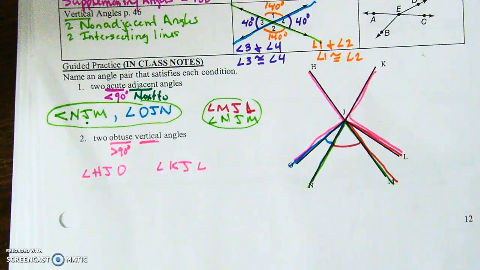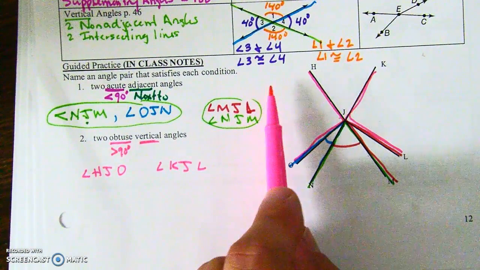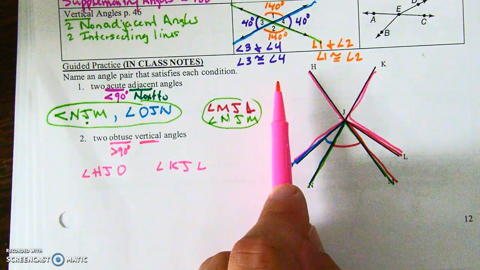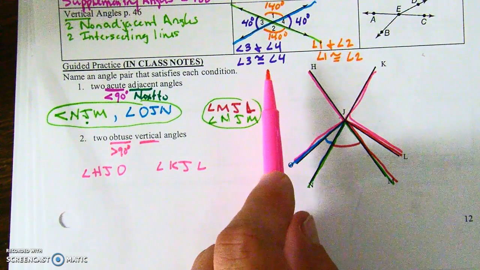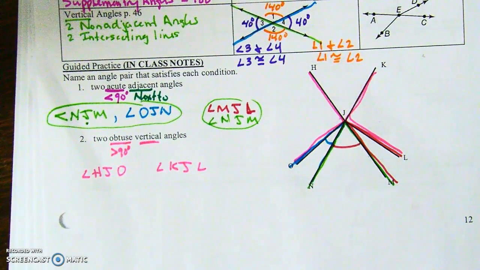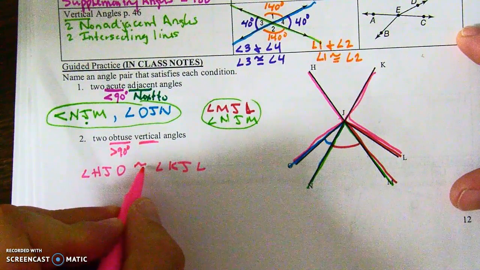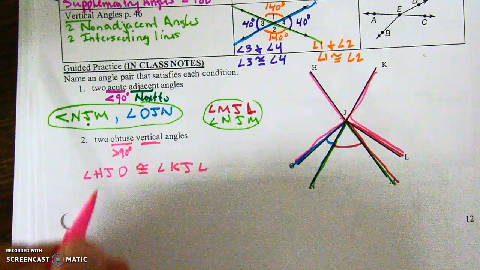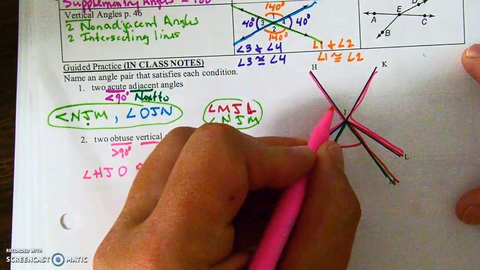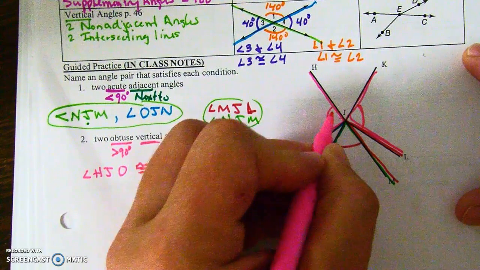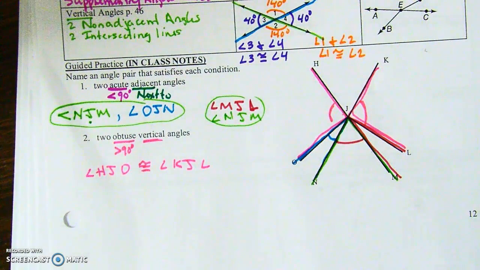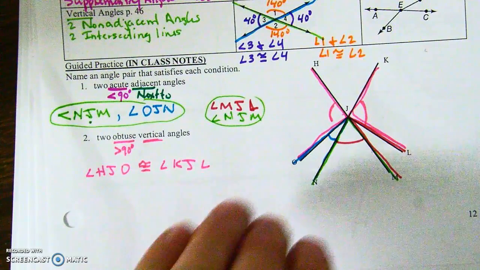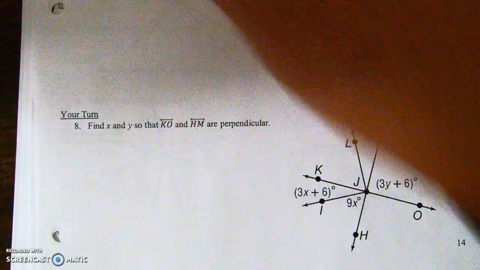Now, what we talked about up here, and we show the picture up here, is that they are also congruent to each other. That means we could label them with a congruent symbol, because we can say that this angle is congruent to the other angle because of the reason of vertical angles. Okay? All right. Any questions on that part? All right, let's flip the page over, see where we're at.